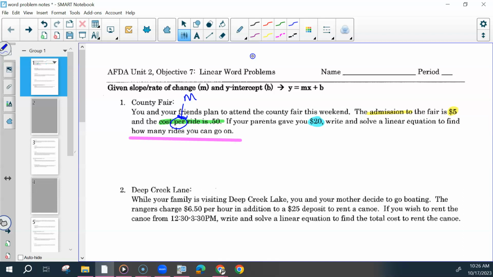Okay. If you have a one-time fee, so like you only pay the admission once, that's going to be your b. In these cases, you're either given X or you're given Y. It depends on which one. So if they gave you $20, that would be like the total amount you have. Total is usually Y. So that's going to be your 20.